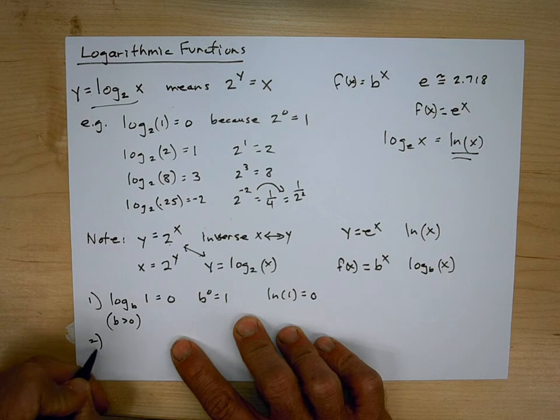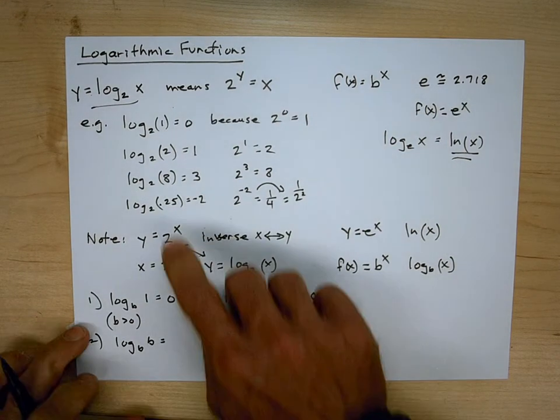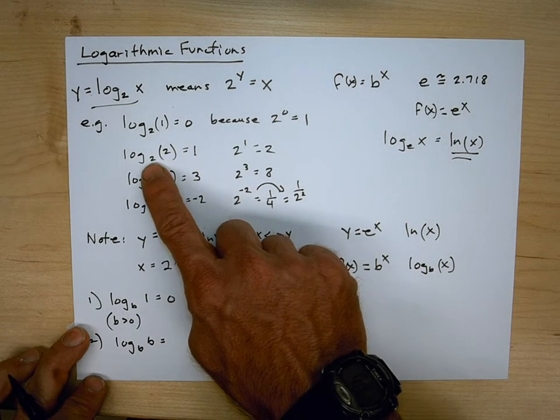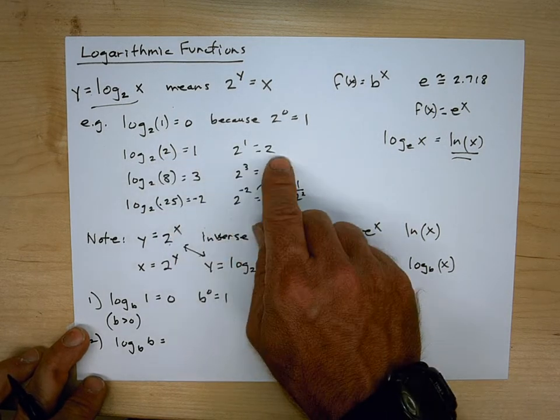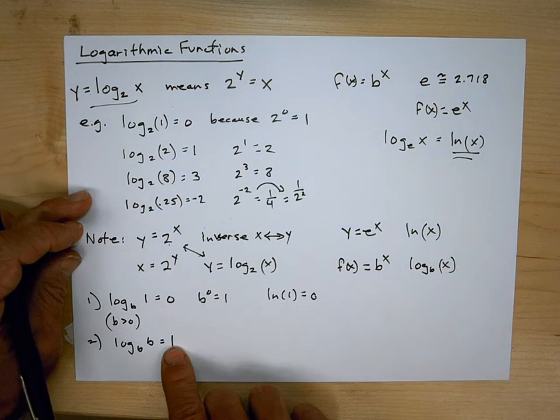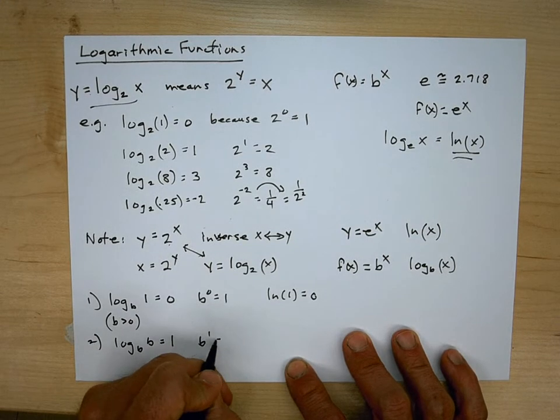Okay, how about log base b of b? Well, here's an example of that right here. If we take log base 2 of 2, we're basically saying that 2 to the first power equals 2. So that will always equal 1, right? Because any number raised to the first power gives you back that number. Okay, so this is because b to the 1 equals b.